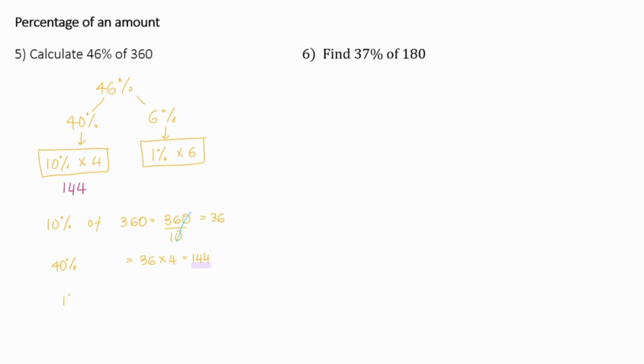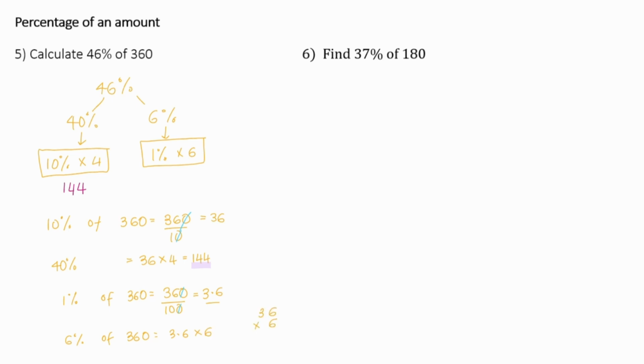In order to get our 6%, we first need to find 1%. So 1% of 360 will be 360 divided by 100. Our zeros cancel, and then we have to move the decimal place to the left once. So this will be 3.6. To get 6%, we then have to times 3.6 multiplied by 6.